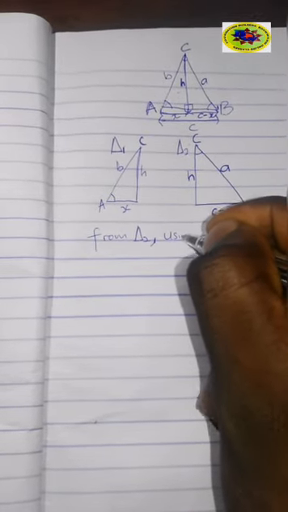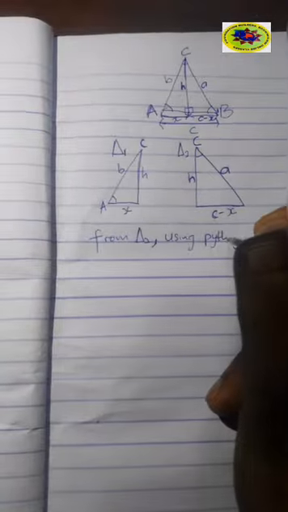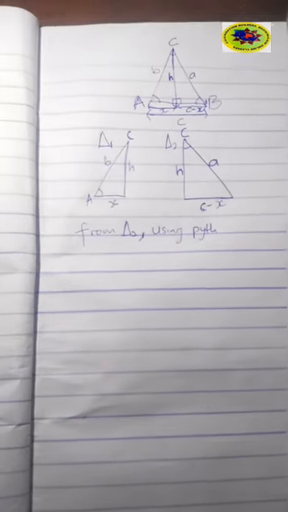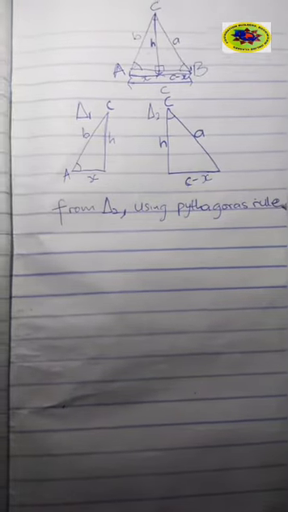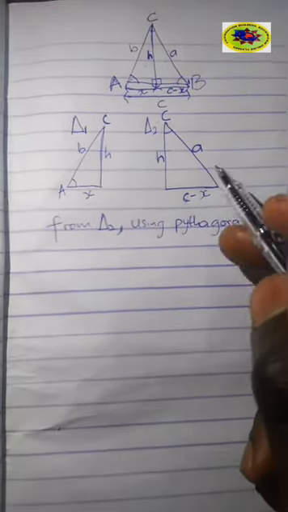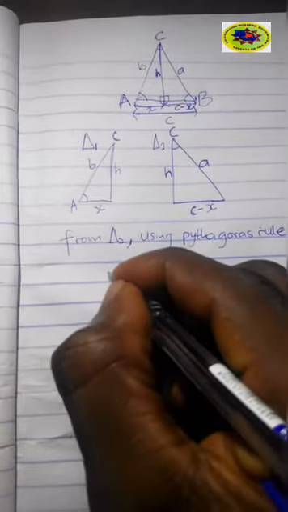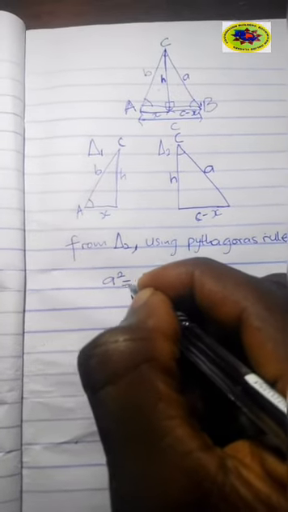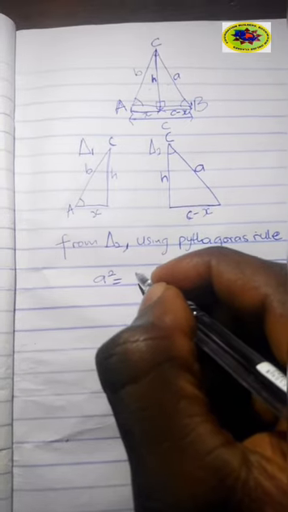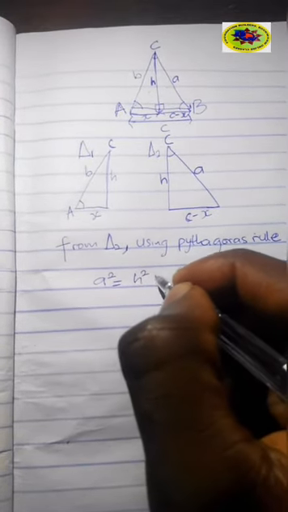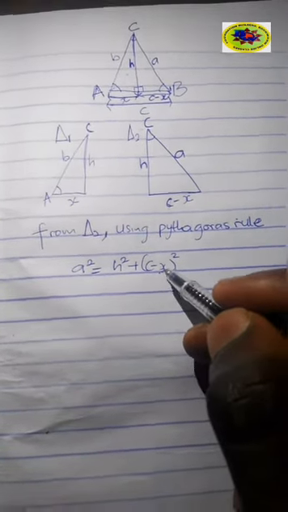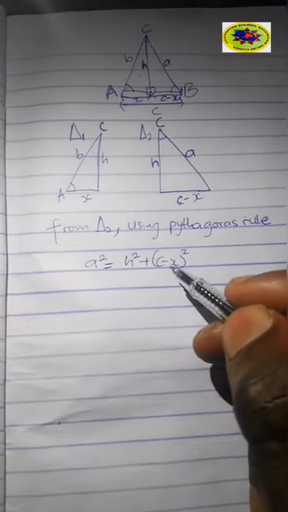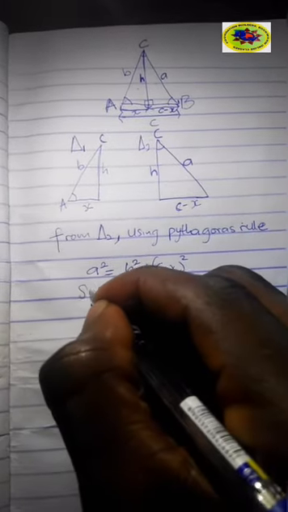using Pythagoras theorem. Using Pythagoras rule from triangle 2, that means a square is equal to h square plus c minus x all squared. Now you have to solve it.